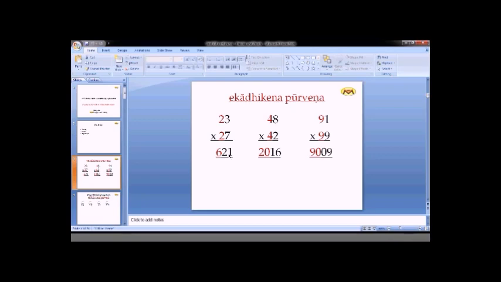So what we do is Ekadhikena, that is one more than the previous. So this is the last digit, this is the previous digit. You do 2 times 3, you get 6. 3 and 7 you multiply, you get 21. So that is what we do for Ekadhikena Purvena.